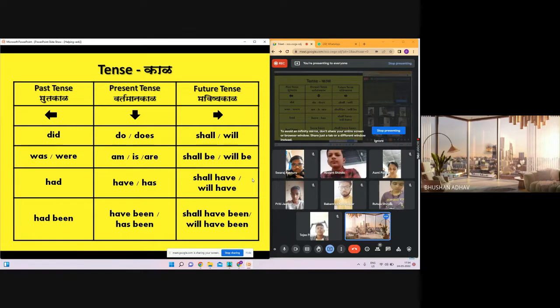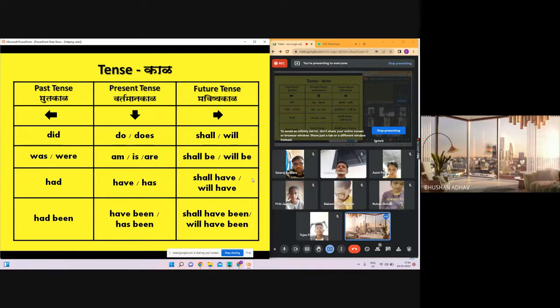So did, was, were, had, and had been are about the past. And about the present: do, does, am, is, are, have, has, have been, has been. And for the future: shall be, will be, shall have been, will have been.